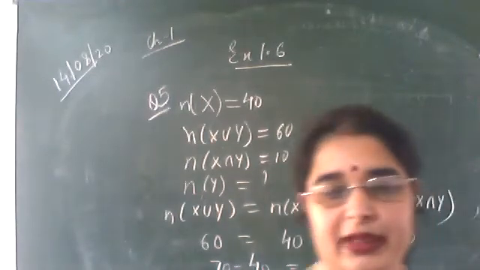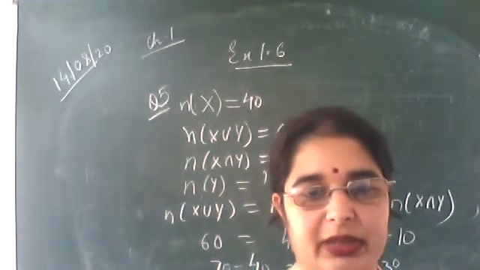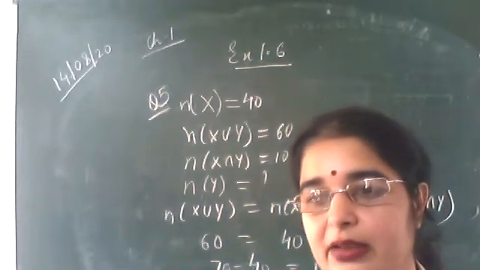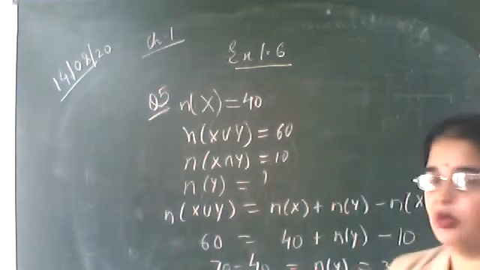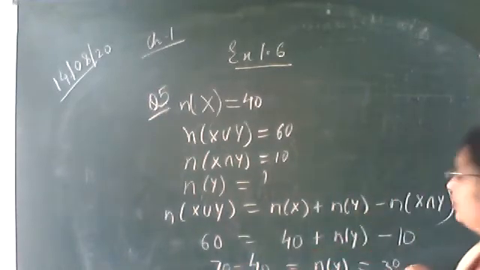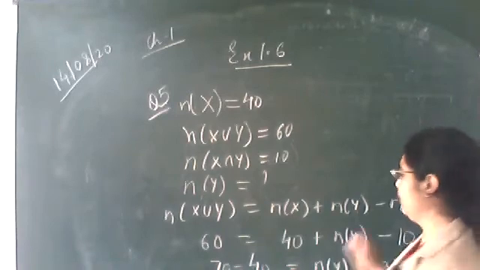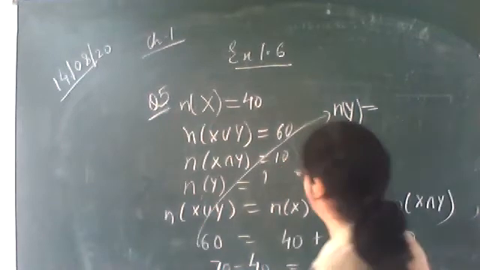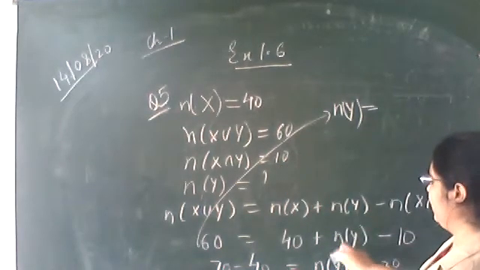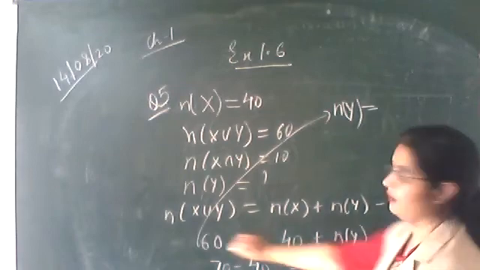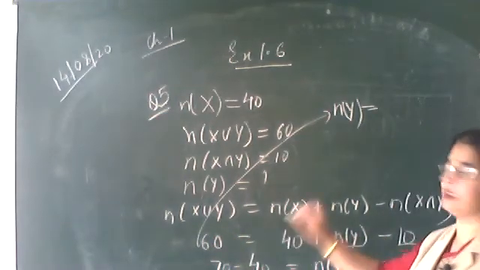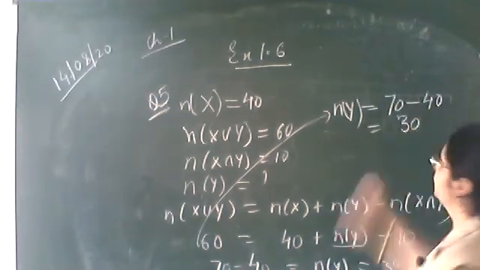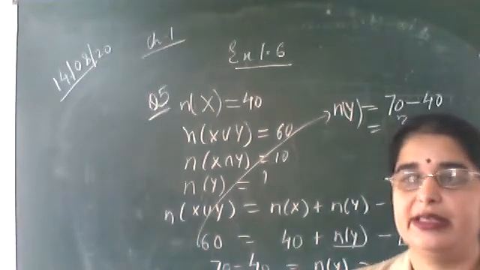Is it clear? Till now anyone having any problem? Please unmute yourself and ask. This is only 70 minus 40 is equal to 30. n(Y) is equal to, from this step, we are leaving n(Y) this side, this minus 10 will go that side, so it will come minus 10 plus 60, that will be 70 minus 40, that is equal to 30. Is it clear?